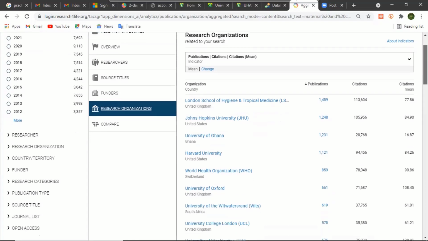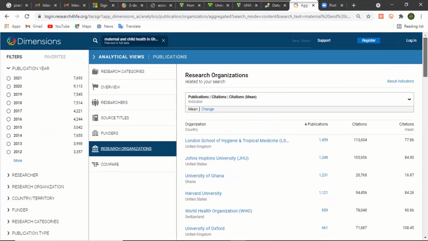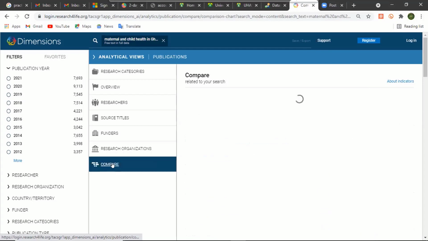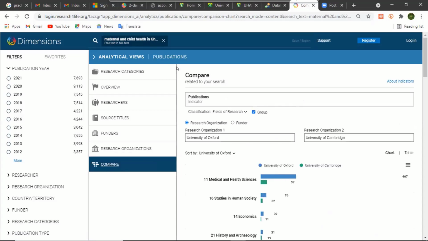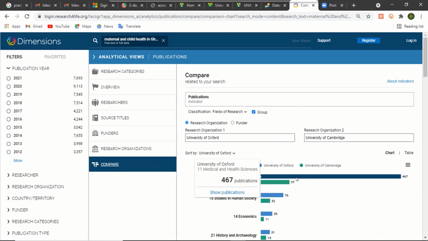But one other interesting thing that I couldn't do in Scopus, where we would have used a different tool called SciVal, is benchmarking. So I have research organizations, but then I want to benchmark. I want to find out comparatively who is doing better on this topic. I can pick any two institutions and find out in terms of research output on my topic, maternal and child health in Ghana, which institution is performing better. By default, I've been given University of Oxford and University of Cambridge, and University of Oxford seems to be leading.